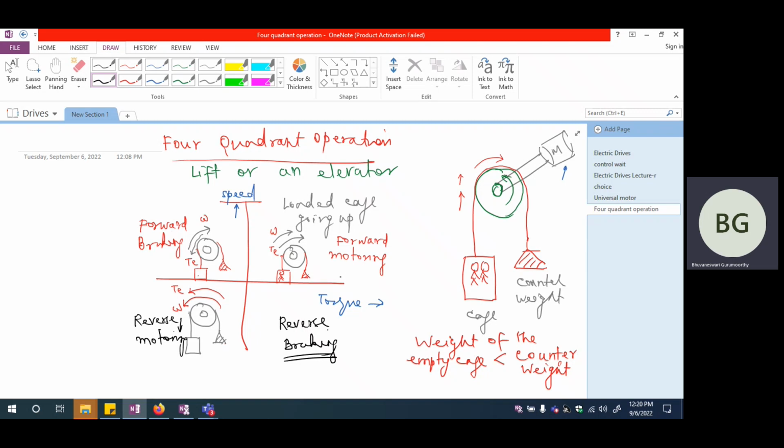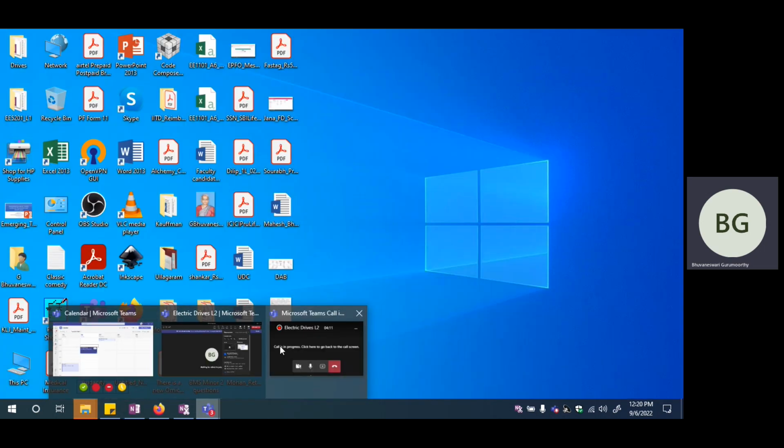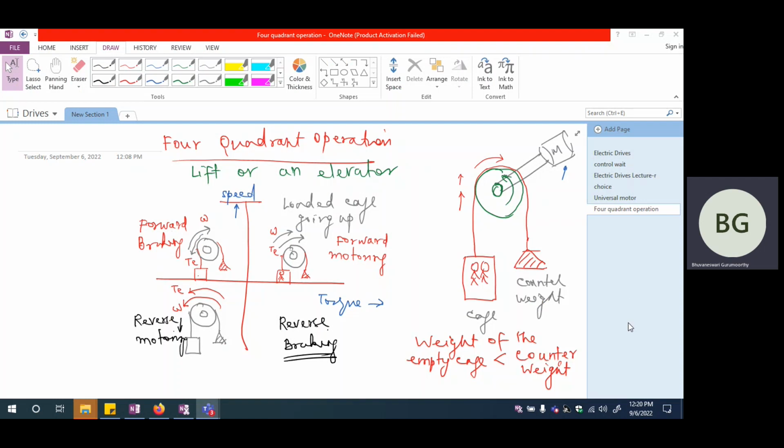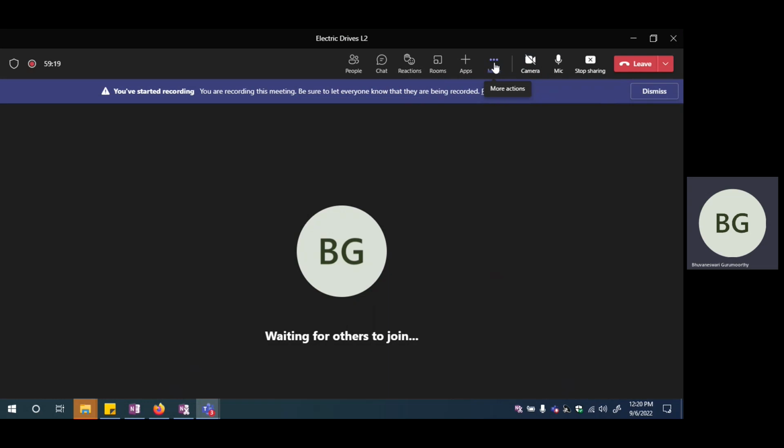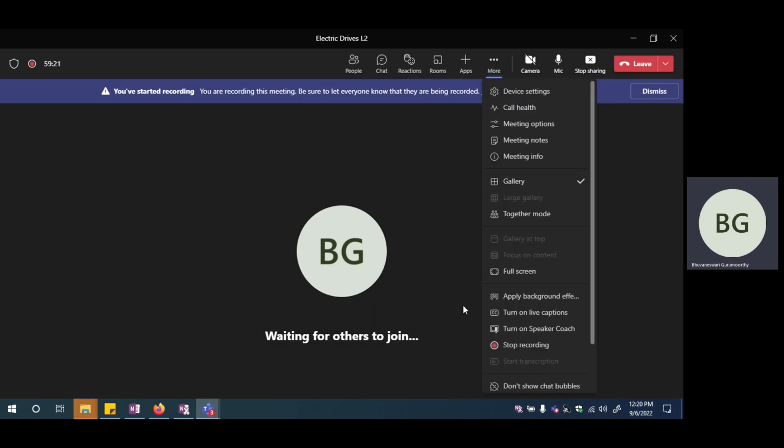So having seen the basics of electric drive systems until now, we are going to look at the dynamics of load system in the next class. So we would be looking at the actual course content starting with the dynamics of load system in the next class.